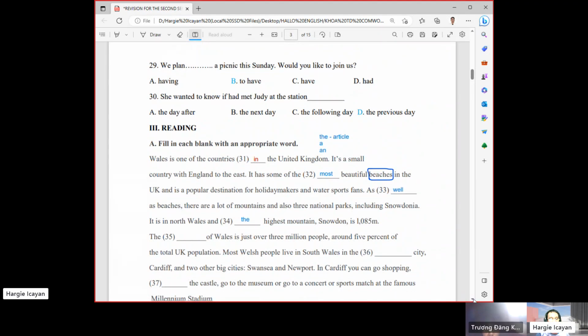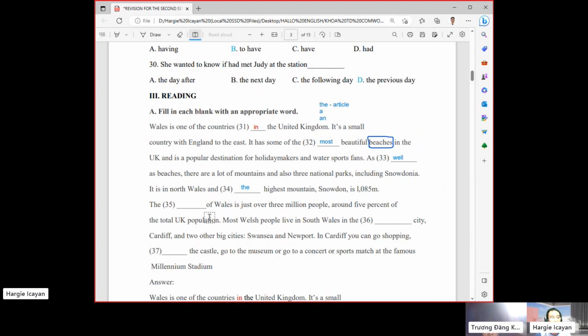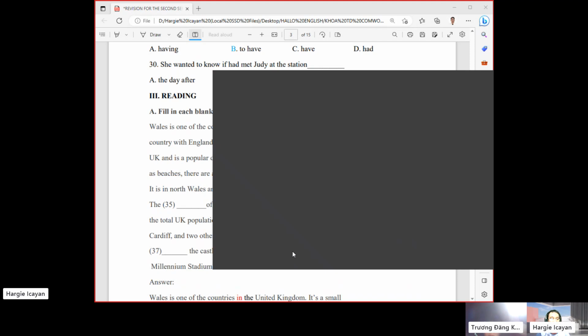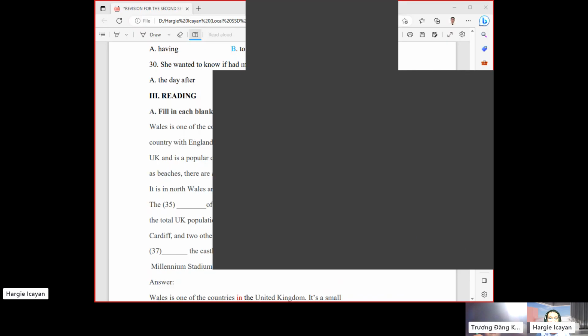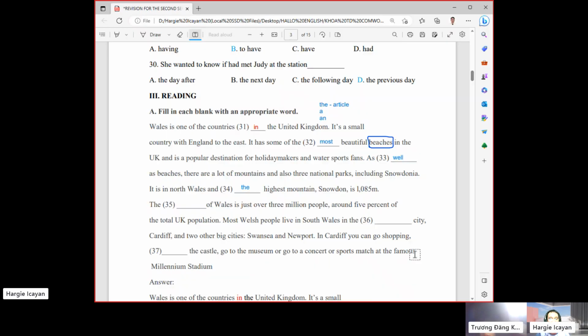The highest mountain, Snowdon, is 1,085 meters. The blank of Wales is just over 3 million people. What do you think would be that one? Population. Yes, okay. So that's population.